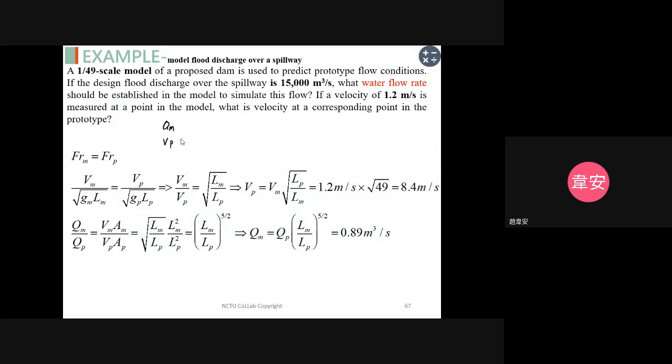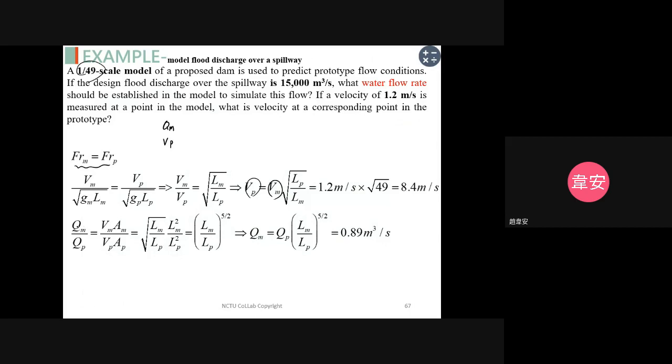Because the problem is for spillway systems, we first use the Froude number balance, and the Froude numbers should be equal between the model and the prototype. We know the velocity in the model, and we know the scale is 1/49. So finally, the velocity Vp in the prototype is equal to 8.4 meters per second, and we need to compute the discharge.